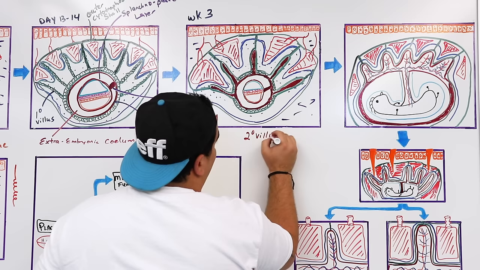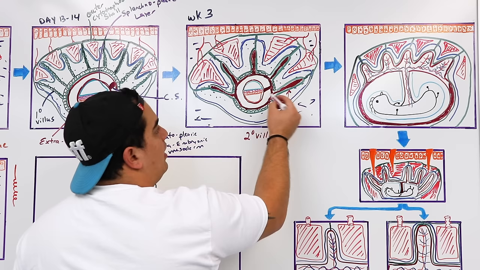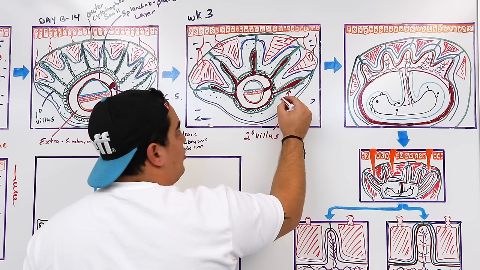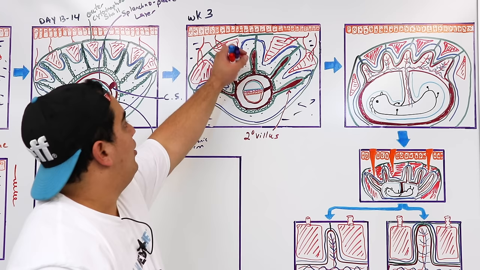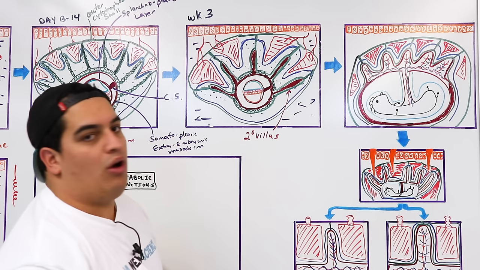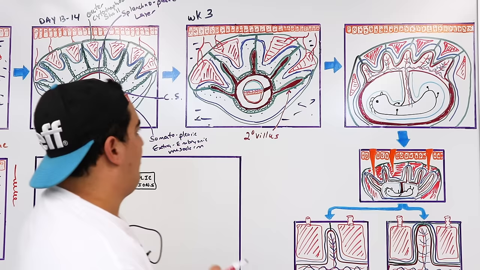So secondary villus is, again, all I want you to remember is the somatic pleuric part of the extraembryonic mesoderm surrounded by cytotrophoblastic cells, surrounded by syncytiotrophoblastic cells. And again, you're filling these intervillous spaces with all that uterine blood. It's just starting to collect there. Okay? Beautiful stuff.